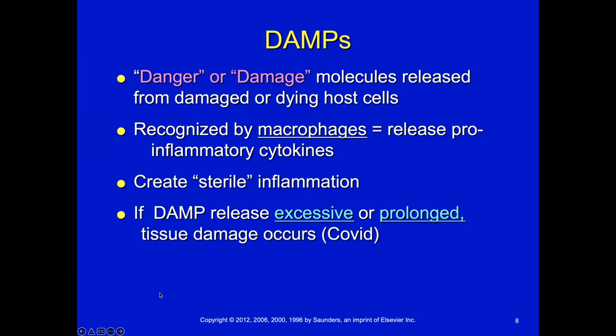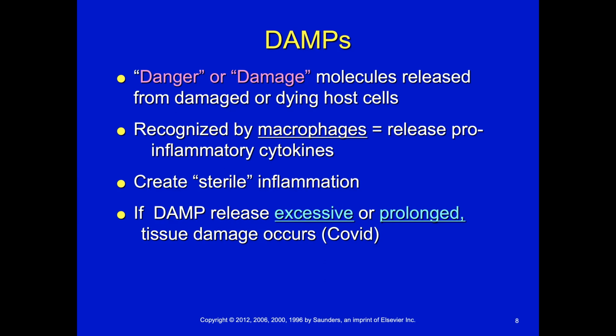Now, DAMPs are similar but very different. So DAMPs are actually molecules that come from our own cells. And they are molecules that signal danger or damage is occurring in the body. So these particular molecules are recognized by the macrophages, and it will stimulate them to release pro-inflammatory cytokines. So basically you have a sterile inflammation. The cause of the problem is not the actual pathogen, but the results of the pathogen infecting the body.